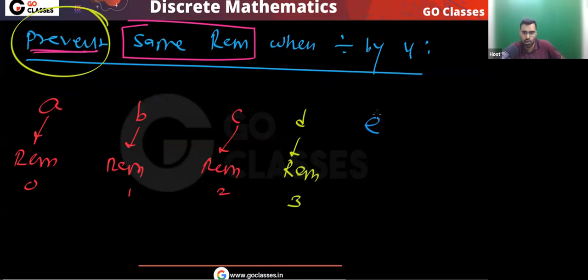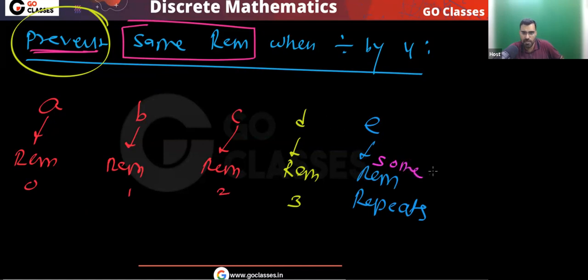If the remainder is 2, they have the same remainder. If the remainder is 3, they have the same remainder. So whatever you do, a remainder will repeat. Yes or no? Some remainder repeats. Definitely, some remainder will repeat.